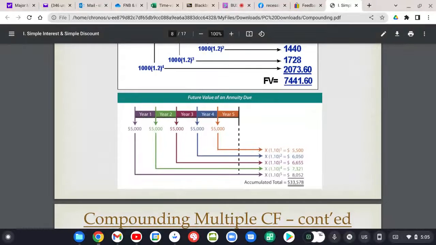So what is the difference between annuity due and ordinary annuity? Of course, if I ask this question, some students always say, "Oh, annuity due, you make the payment at the beginning, ordinary annuity at the end." Oh, that's just verbal definition. But what is the mathematical difference? Mathematical difference is that annuity due has one more compounding than ordinary annuity.